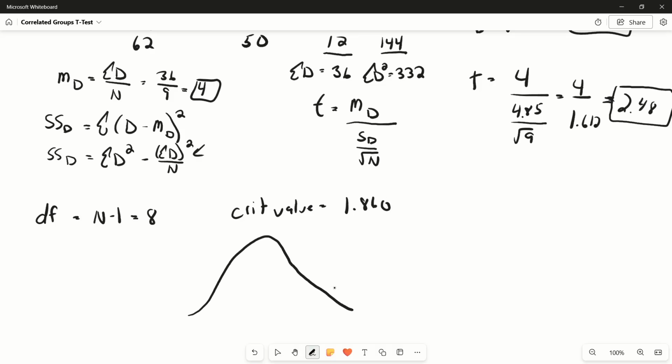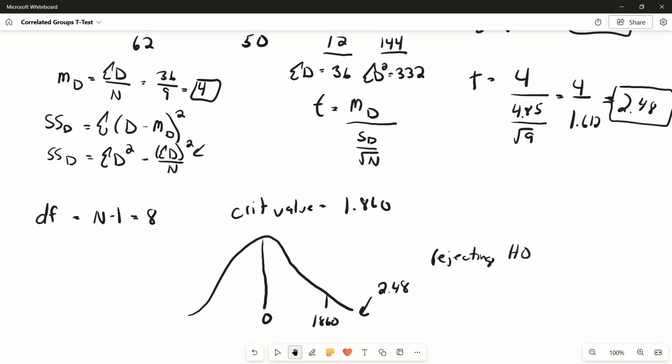And our obtained value is 2.48. Here's the t distribution. Here's our critical value, 1.860, and in this tail is 2.48. So since the obtained value is in the tail, more extreme than the critical value, we are rejecting the null. And when we reject the null, we support the alternative, stating that this conservation program actually lowers gasoline consumption. So it works. We get lower gas consumption. And that's how you do the correlated groups t. It basically looks like a one-sample t.